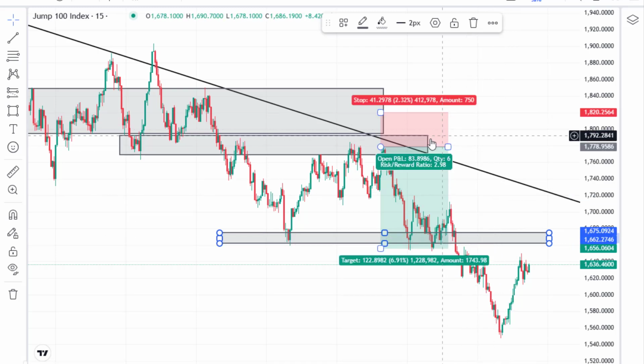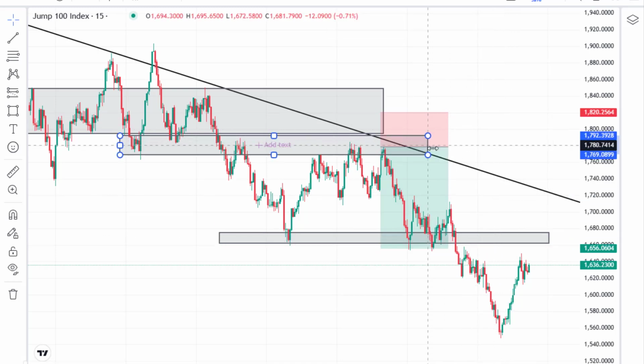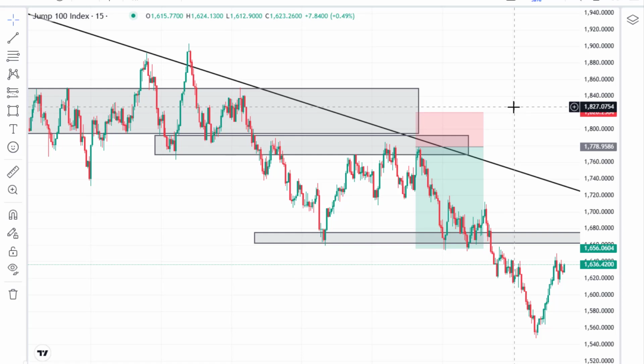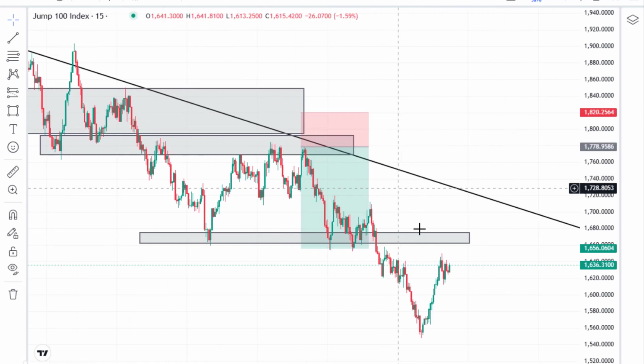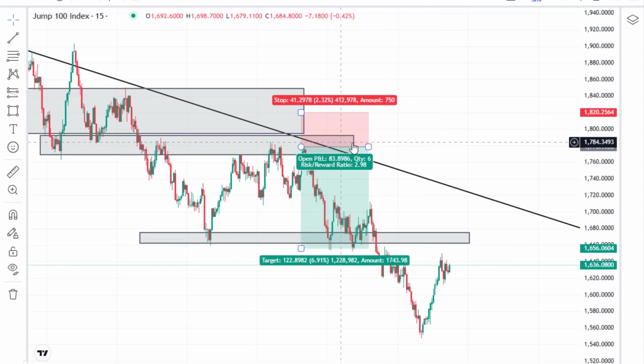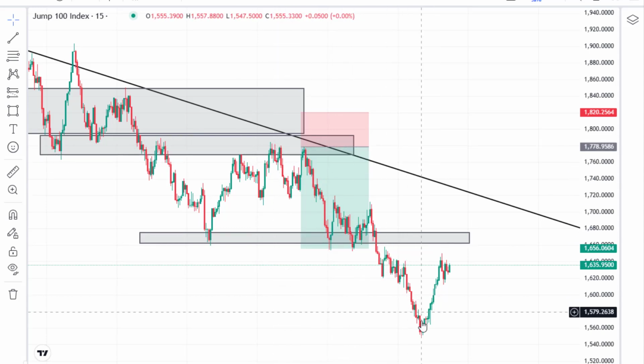Now we have another option. Price could pull back right to this zone here, right? If you go to a bigger time frame, you could see that price could fall down. This is a minor zone. This is a major zone here, right? This is the zone that actually led to this low here.